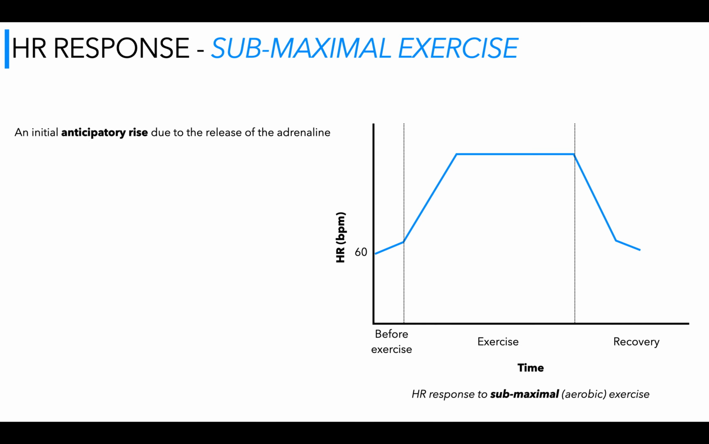So we have an initial anticipatory rise due to the release of adrenaline. And in our final video on the cardiovascular system, we'll be talking about heart rate regulation, and we'll understand this adrenaline a lot more. But I'm sure you can already understand it now. Like before you're about to play a football match or run a race or do some exercise, your heart starts preparing itself. Your body releases adrenaline, and we have an initial anticipatory rise.